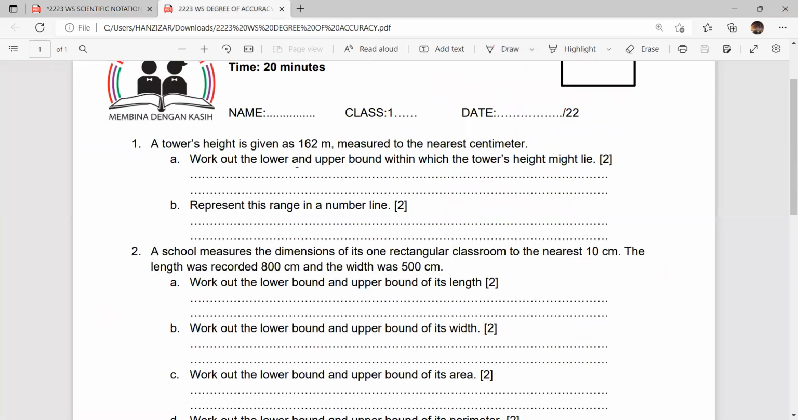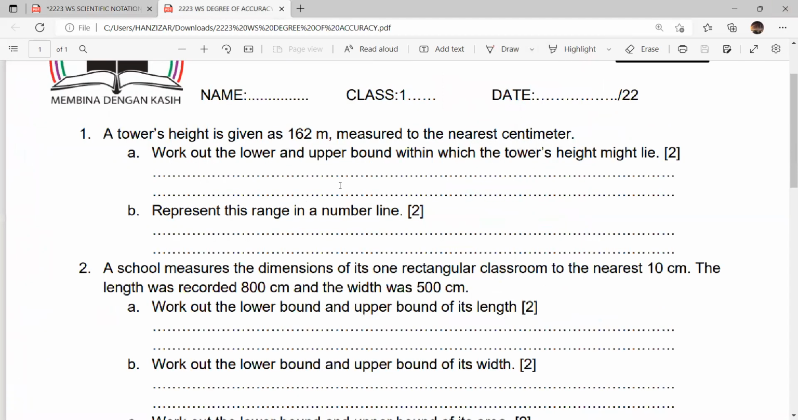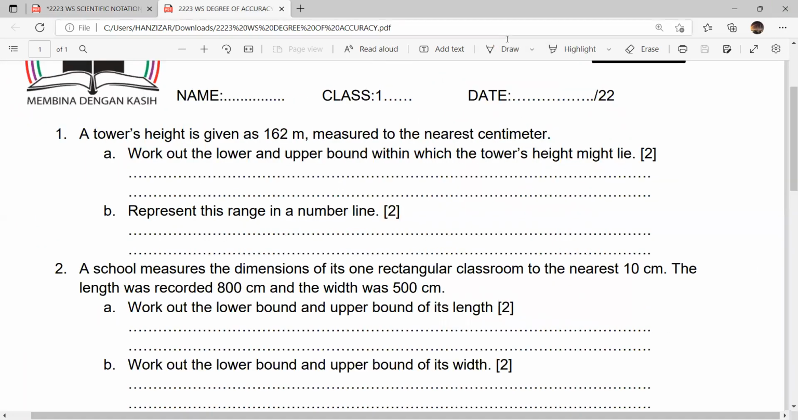Now let's do this question. A tower height is given as 162 meter to the nearest meter. Sorry, this is wrong. To the nearest meter. So work out the upper bound and lower bound which the tower's height might lie.